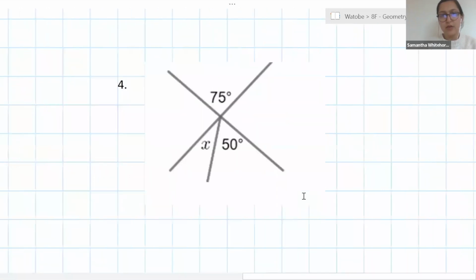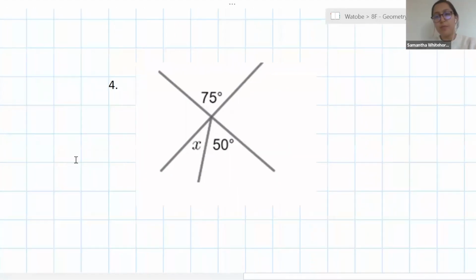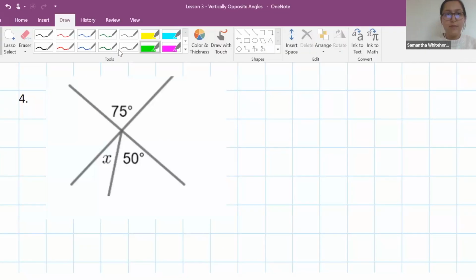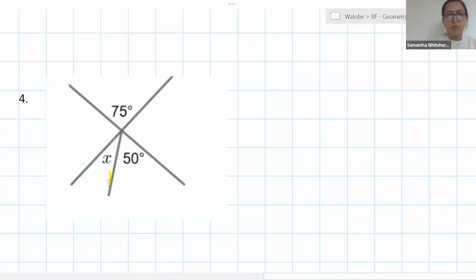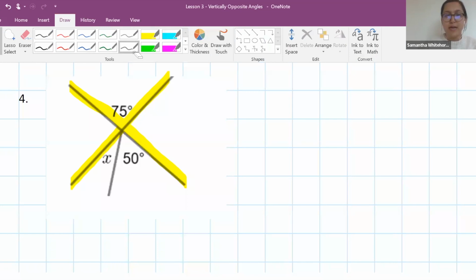Okay, so if we go over to 4, remember I said to you, we're looking for that nice cross shape. If we have a look here, this line over here is a bit weird. It's not really following a straight line. Whatever path I follow, it's got a weird kink in it. So I'm probably not going to look at that line to start off with. But what I see is I've got 2 straight lines forming that lovely cross shape that I like so much and that I'm looking for when I'm using vertically opposite angles.